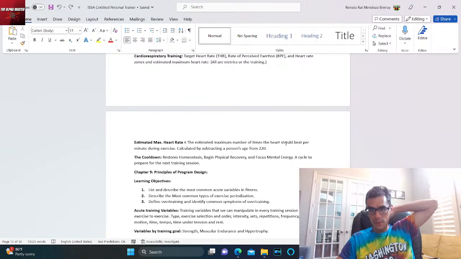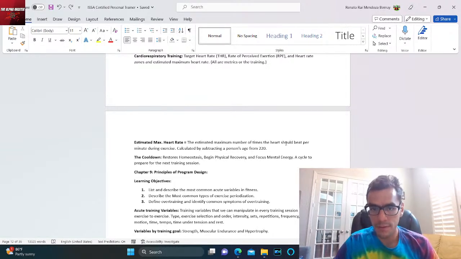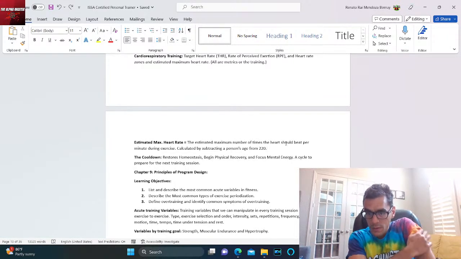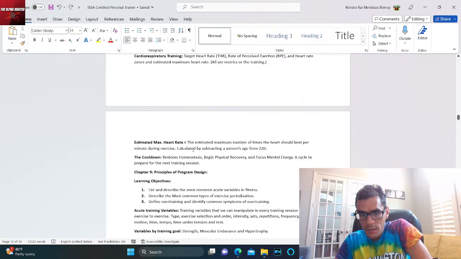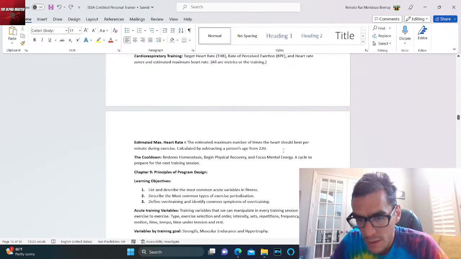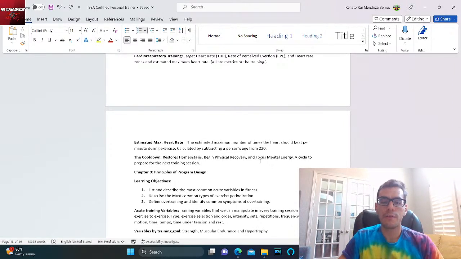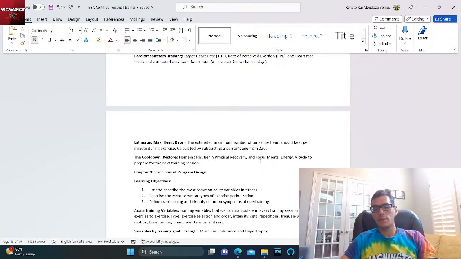And the maximum heart rate, metrics of training, should be per minute during the exercise. It's going to be calculated by subtracting the person's age from 220. Now the cool down restores homeostasis, begins physical recovery and focuses mental energy, a cycle to prepare for the next training session. All right, focus on chapter 9, the principles of program design.